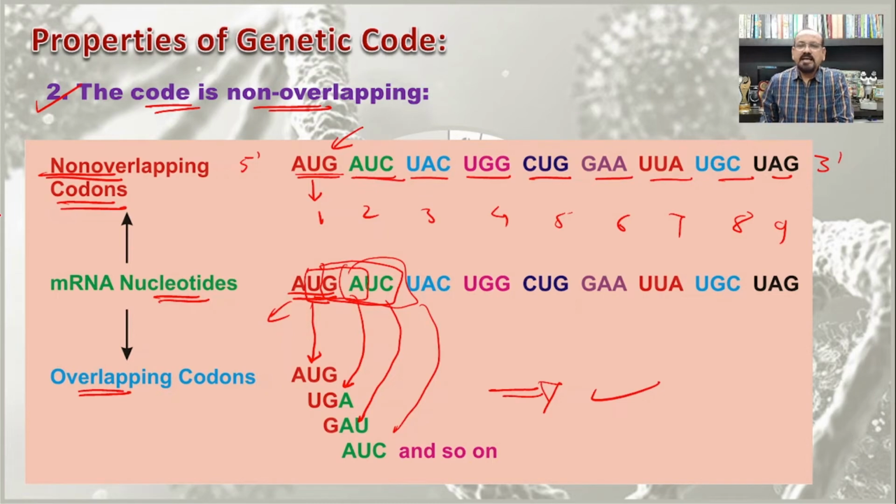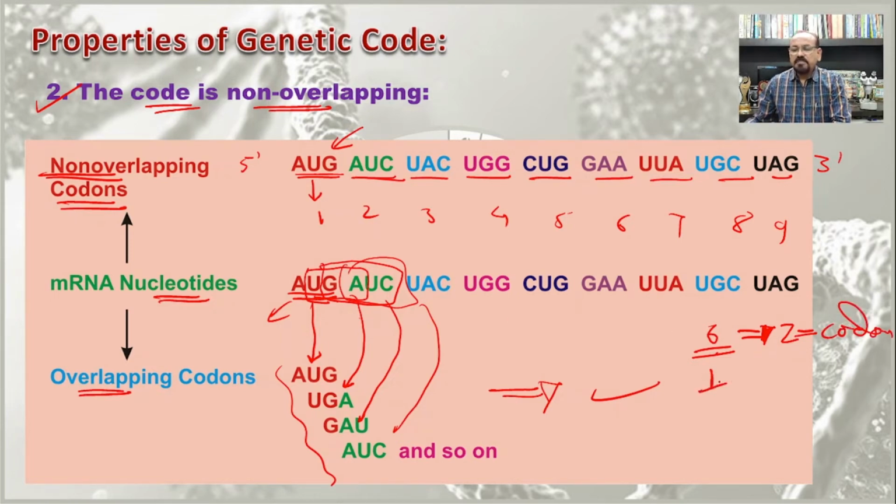But again, it is experimentally proved that if there are 6 nitrogen bases, in overlapping there would be formation of 4 codons, but experimentally it is proved that the 6 nitrogen bases are only responsible for the formation of 2 codons. It means that here one nitrogen base is read once only, that is, the code is non-overlapping.